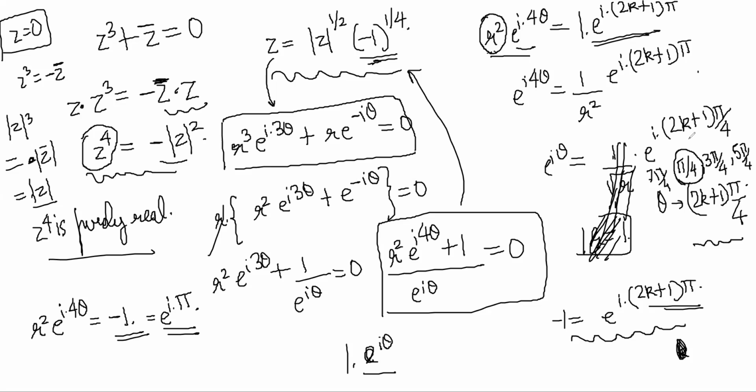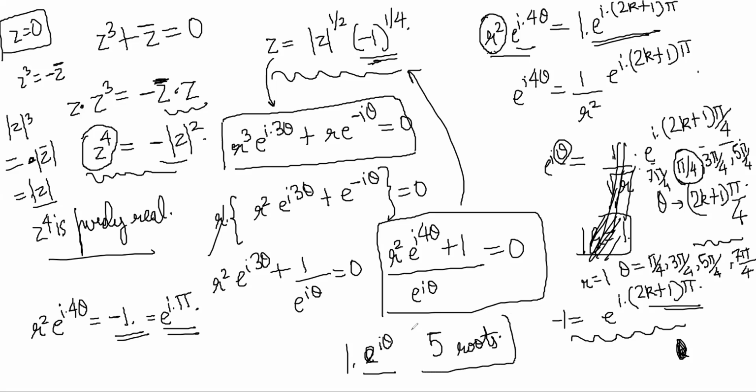So basically, you're getting 4 roots here because theta is taking 4 different values. r is equal to 1 and theta is pi by 4, 3 pi by 4, 5 pi by 4, and 7 pi by 4. And the other root is 0. So in total we are getting 5 roots.